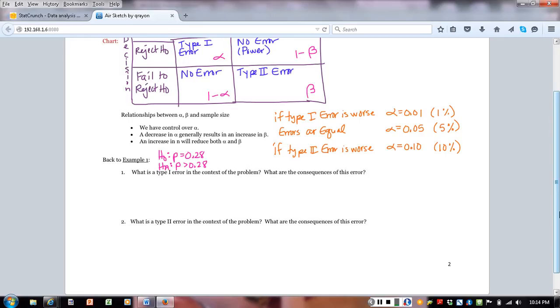So let's talk about what each of those errors would mean here in the context of that problem. First, let's talk about what a type 1 error would mean. A type 1 error is when we reject the null when the null is actually true. So if we reject the null, we believe there is more support for Hillary now. What makes it an error? There really isn't.